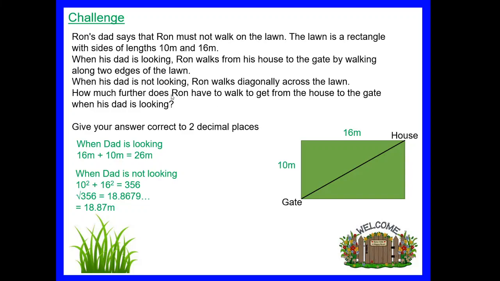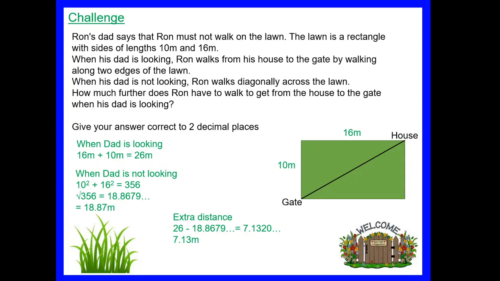Now we were asked how much further does he have to walk to get from the house to the gate when his dad is looking. So we need to find the difference between those two values. So 26 minus our 18.8679, etc. Again, I'm using at least 4 decimal places or the whole number that I've stored in my calculator. That gave me 7.1320, etc. And we've been asked to round that to 2 decimal places. So we've counted in 1, 2. The 2 means our 3 gets to stay a 3. So 7.13 metres.